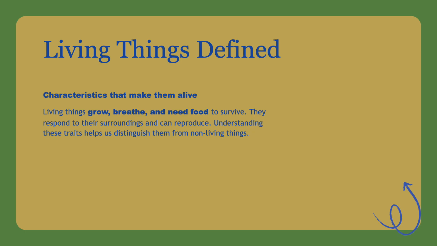Living things defined. So let's summarize everything about living things. Living things grow, breathe, need food, reproduce, and respond to their surroundings. These characteristics are what make something alive. When you see something, look for these signs.